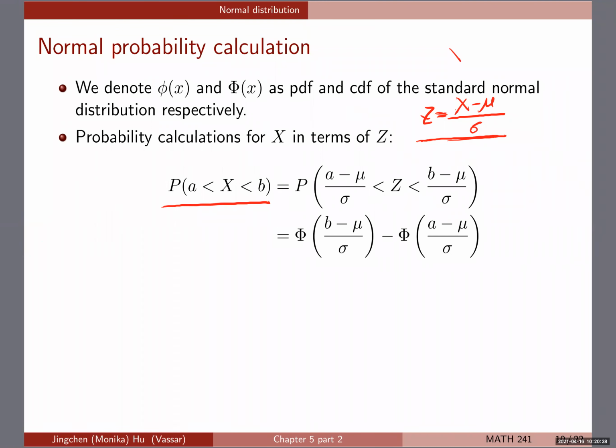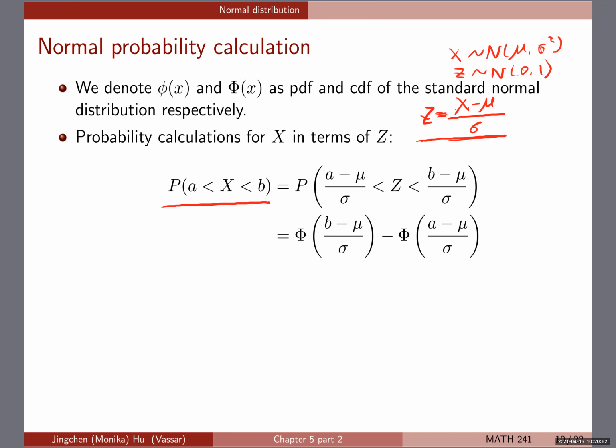So x follows a normal with mu and sigma squared. Once we do the standardization, it goes back to the standard normal distribution, so we can work with all the probability calculations with mean 0 and standard deviation 1. For any normal random variable with mean mu and variance sigma squared, you can always do this standardization.